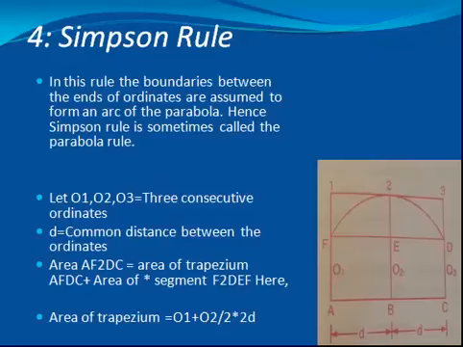Now Simpson's rule. In this rule, the boundaries between the ends of ordinates are assumed to form an arc of parabola. Hence Simpson's rule is sometimes called the parabolic rule. Now similarly, let O1, O2 and O3 be the consecutive ordinates along the chain line AB, and let D be the common difference between the ordinates O1 and O2.